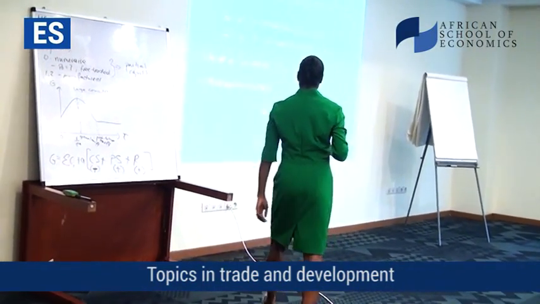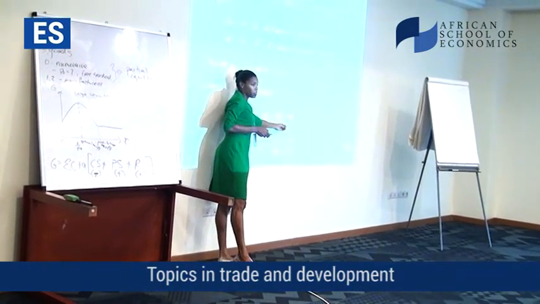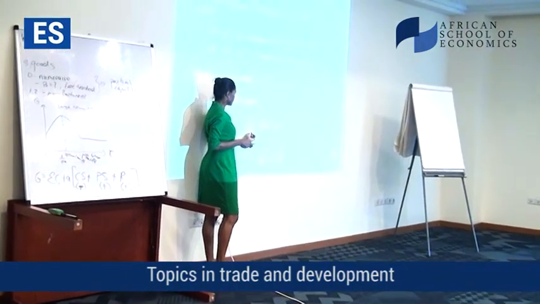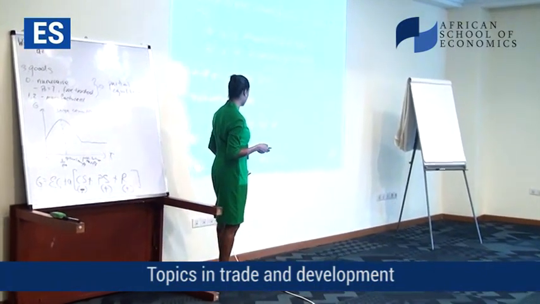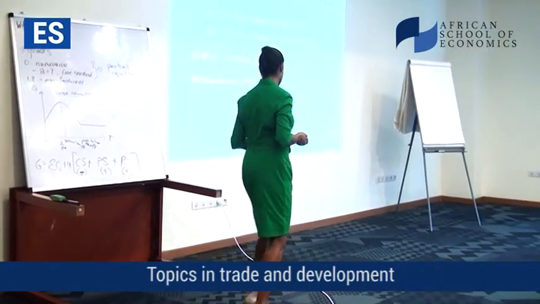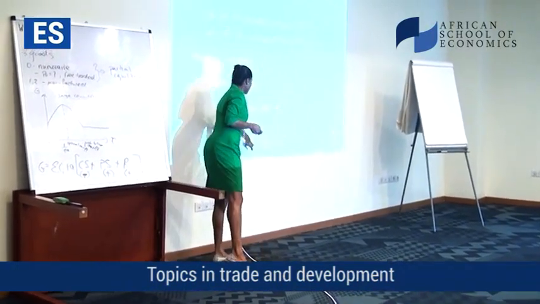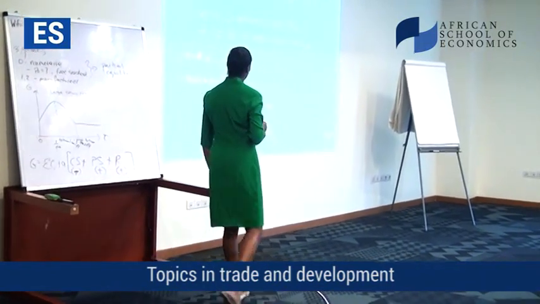So world markets clear when the import demands are zero, right? So of course one is going to be import demand, one is going to be export supply, and this gives us domestic world prices. World prices here. Okay.